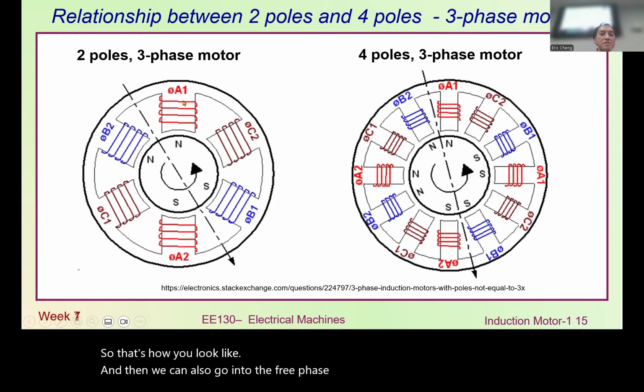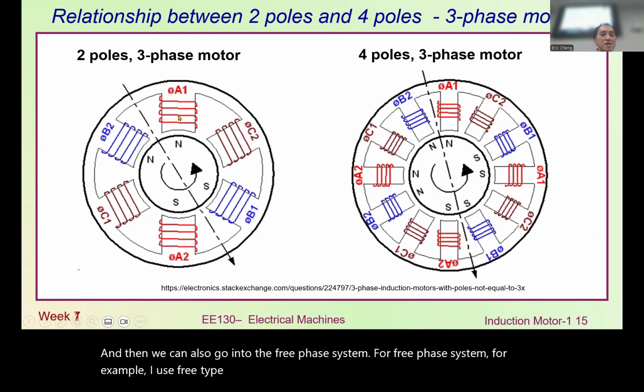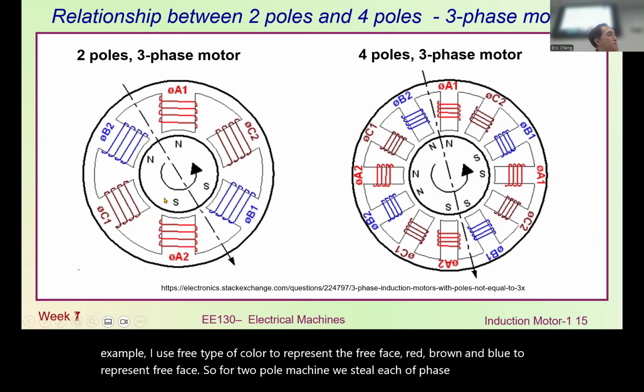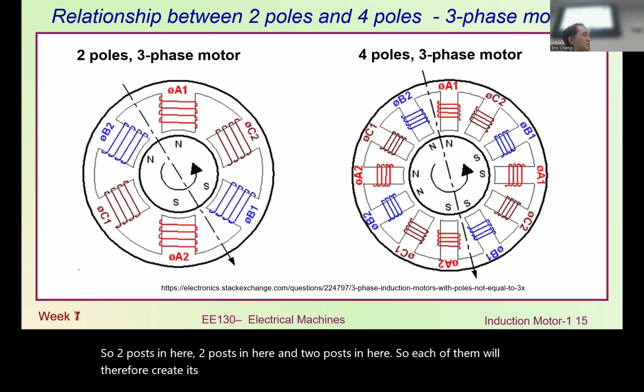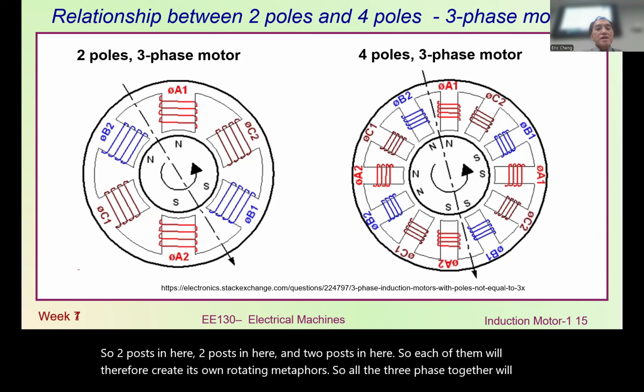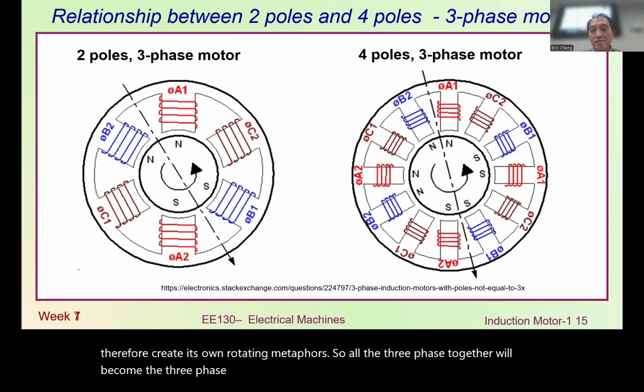For the three-phase system, for example, I use three types of color to represent the three phases: red, brown, and blue. So for a two-pole machine, for each phase we still have two poles. So two poles in here, two poles in here, and two poles in here. Each of them will therefore create its own rotating magnetic flux. So all the three phases together will become the three-phase rotating magnetic flux.